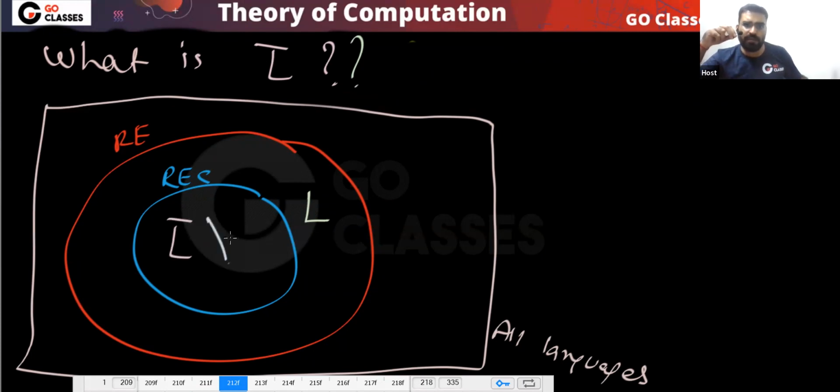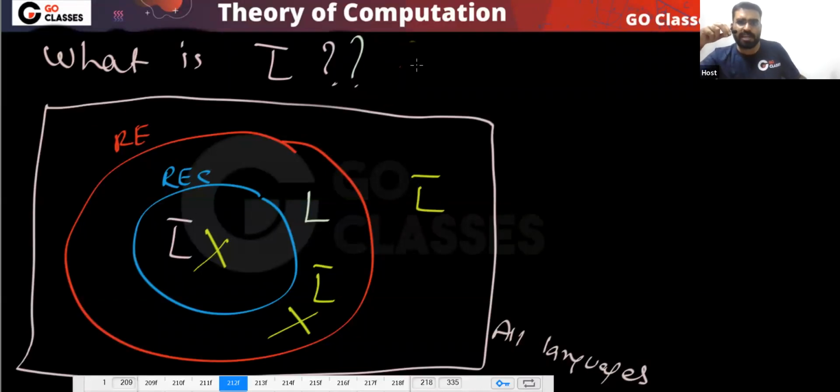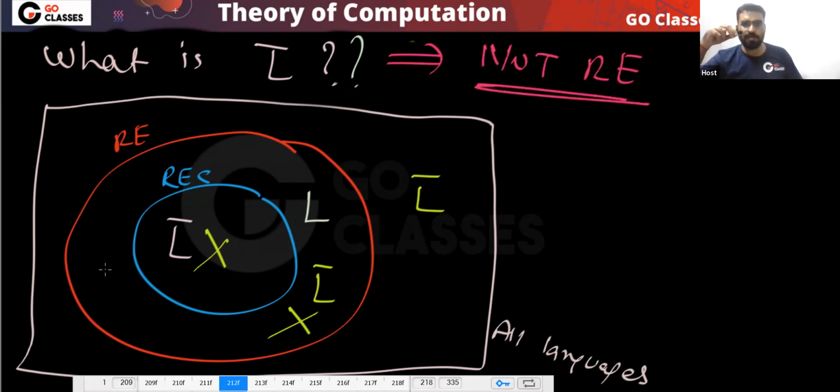No. Because if L complement is here, then what will be the problem? Then L will be here. Can L complement be here? Again, no. So finally, L complement must be here. So what is L complement? L complement must be not RE.